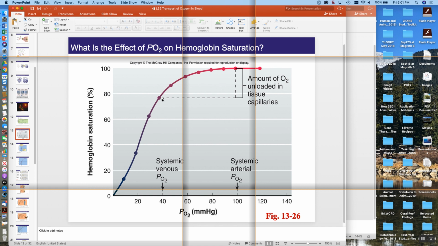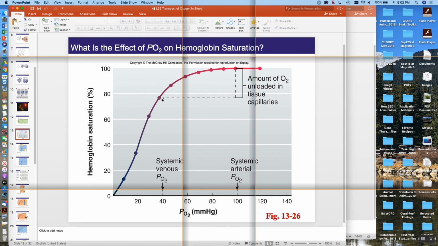So you can count on, if the partial pressure is 100 in the arteries, almost all of the oxygen binding sites on hemoglobin are going to have an oxygen attached. But in the veins, it's about 75%. So the curve is representing, if you think about all of the oxygen binding sites on all of the hemoglobin molecules in your body, that would be 100%. Then this curve is telling you what percent of those oxygen binding sites actually have oxygen attached. Does that make sense?